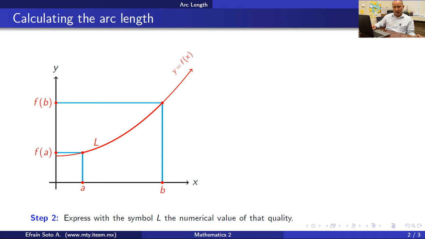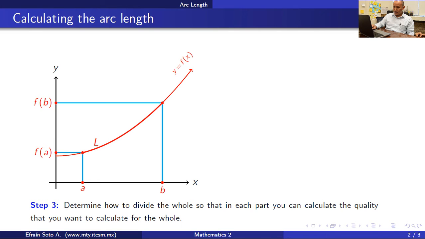The next step is, I want to calculate the length. I am going to divide it in parts so that for each part I may calculate the length, and also so that the whole is entirely divided. So step 3 is to determine how I am going to divide the whole so that in each part we are able to calculate the quantity that we want to calculate for the whole. So I am going to divide the interval from a to b into an infinite number of parts. All of them will be of the same size, and I will denote the size of each part by dx.